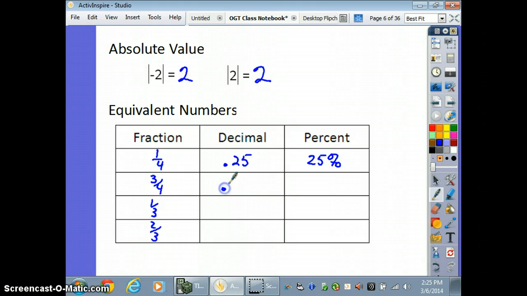3/4, 0.75, 75%. 1/3, 0.3, you'll see it repeating. You can write it like this, 33 1/3%, or 33.3 with a bar over it, percent. And 2/3 is 0.6 repeating, or 66 2/3%.